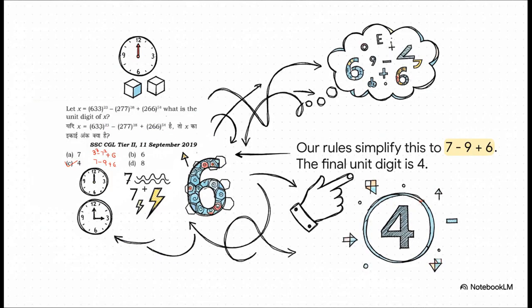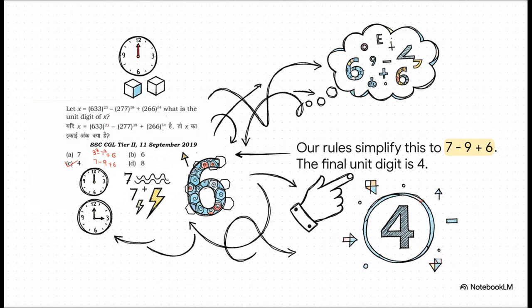For 633 to the 23rd, we're really just looking at 3 to the 23rd. So 23 divided by 4 leaves a remainder of 3. And 3 cubed is 27, so the unit digit is 7. Got it. Next, for 277 to the 38th, we just need 7 to the 38th. 38 divided by 4 leaves a remainder of 2. 7 squared is 49, so that unit digit is 9.